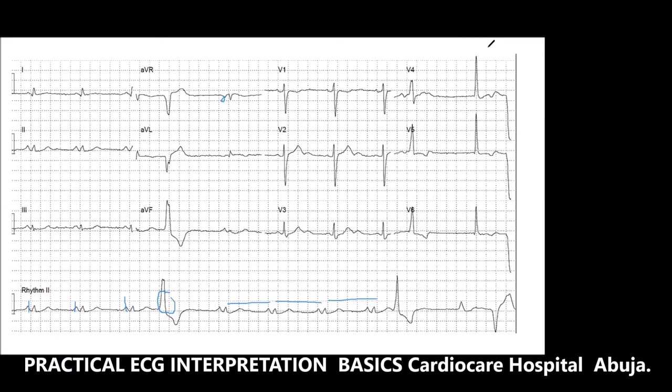So the next thing about this is, what is the rate? The count is about small squares. How many big boxes are between the RR interval? The RR interval.